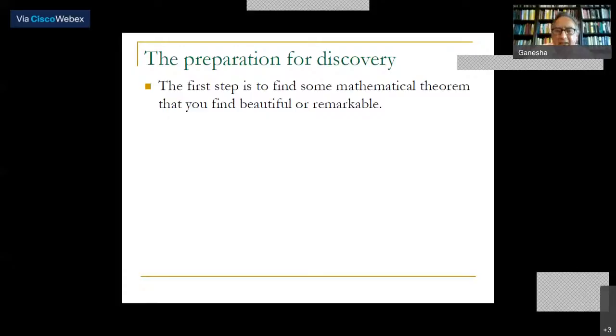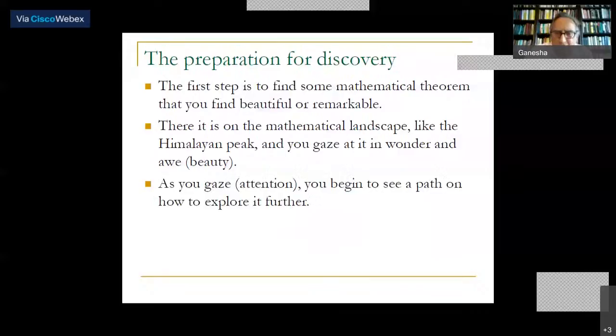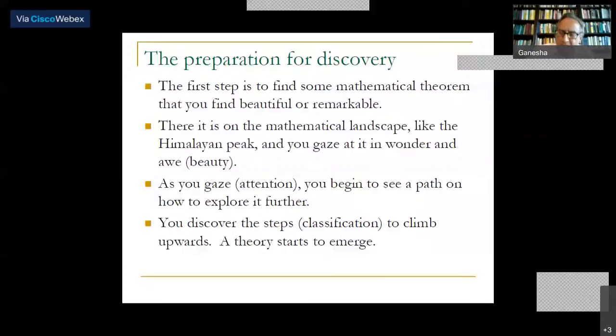So once you find something beautiful, there it is on the mathematical landscape, like a Himalayan peak. You can gaze at it in wonder and awe. And that's an important aspect of the discovery process. The appreciation of beauty is an important part. And as you gaze, with attention, you begin to see a path on how to explore it further. You discover the steps, classification, to climb upwards, and slowly a theory starts to emerge.